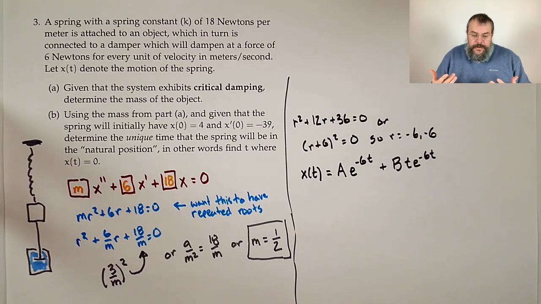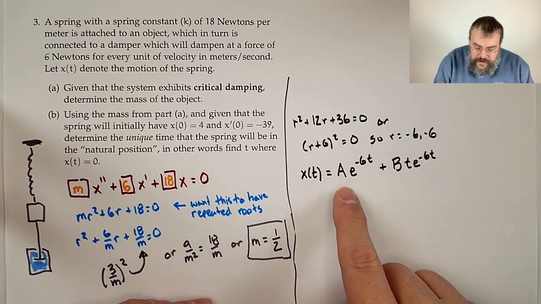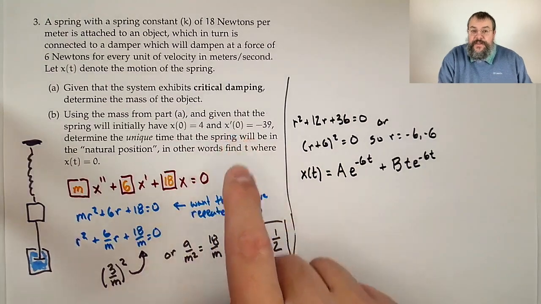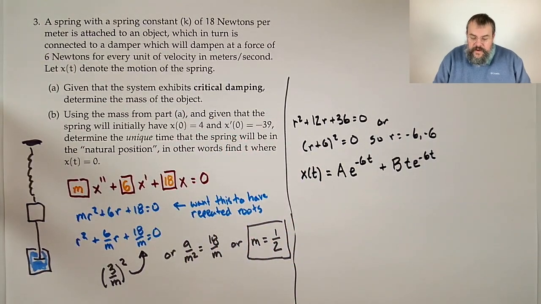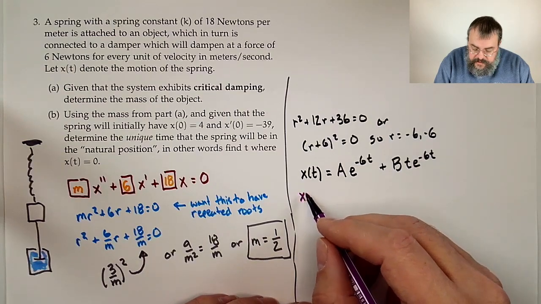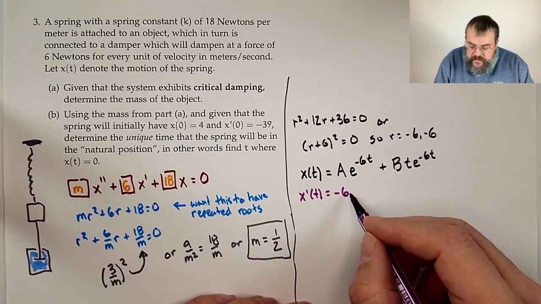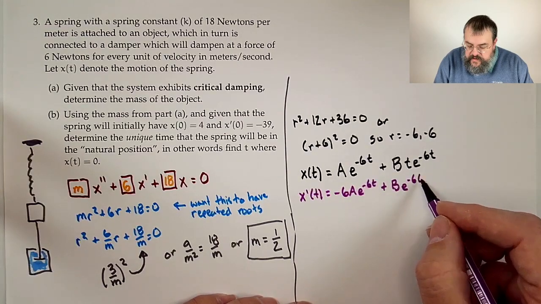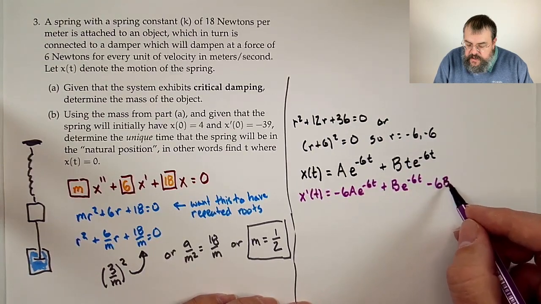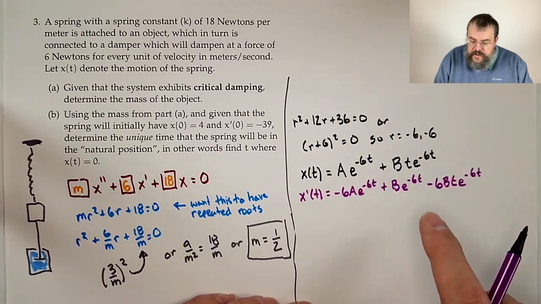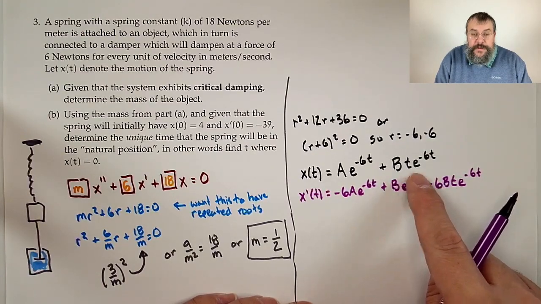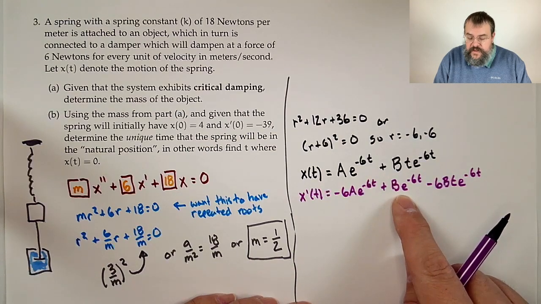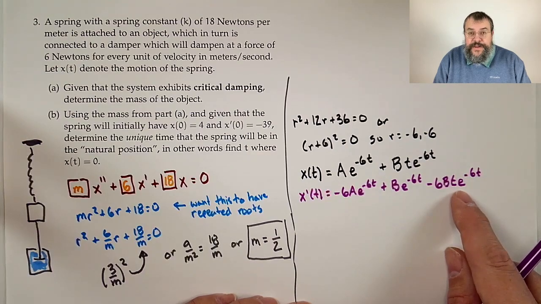So this is great. We have our behavior, but we don't have a and b, but we also have some initial conditions, x of 0 and x prime of 0. Well, let's talk about x prime really quickly. That's minus 6a e to the minus 6t plus b e to the minus 6t minus 6b t e to the minus 6t. Now on this last part, what happened is we did the product rule. Derivative of t is 1. That's where you get 1 times e to the minus 6t. And derivative of e to the minus 6t, the minus 6 comes down.